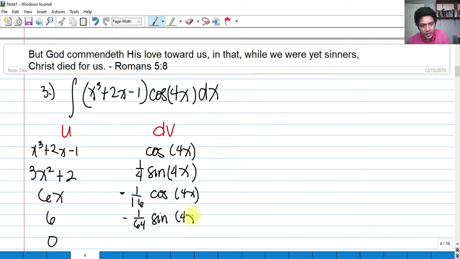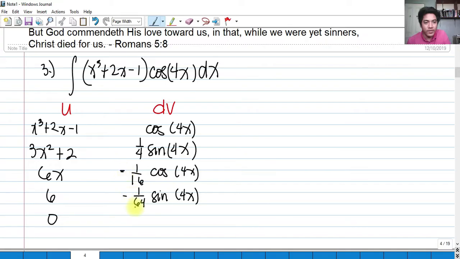Sine of 4x, still negative, because the integral of cosine is positive sine and we have a negative here. Again, integrating this, we have positive, because the integral of sine is negative cosine, so negative times negative would be positive. 64 would be multiplied by 1/4 again. 1 over 64 will be multiplied by 1/4, so we have 1 over 256. And then cosine of 4x.